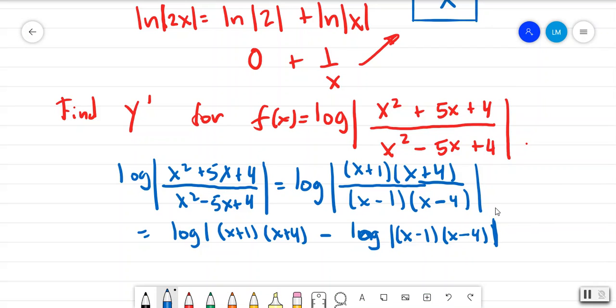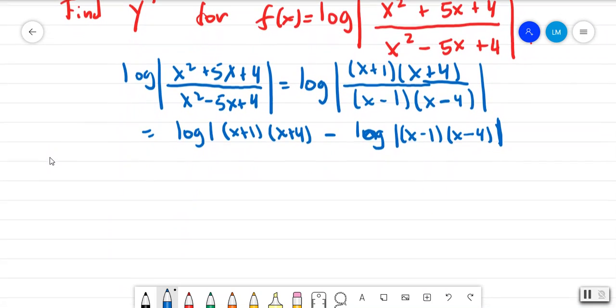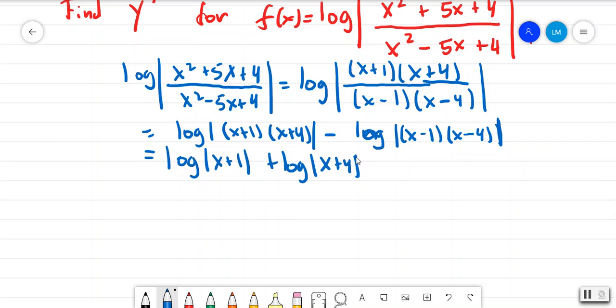Now, this furthermore breaks down, because products go to sums. So we have log of the absolute value of x plus 1 plus log of the absolute value of x plus 4, minus log of the absolute value of x minus 1, minus, because these two are added, so it's going to be minus also, log of the absolute value of x minus 4.